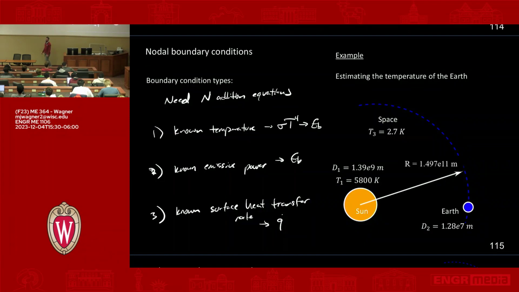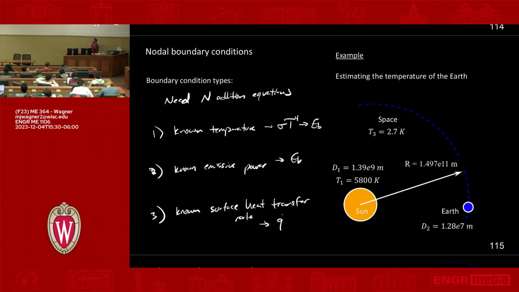And then the third surface that we have is a sort of virtual surface. It's T3, which is space, 2.7 Kelvin, plus or minus a few tenths of a degree. So this is our problem. What we're going to do is use view factors to compute the amount of energy that's going from the sun to the Earth, and then from that, estimate the temperature of the Earth.